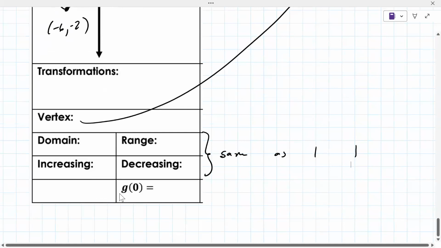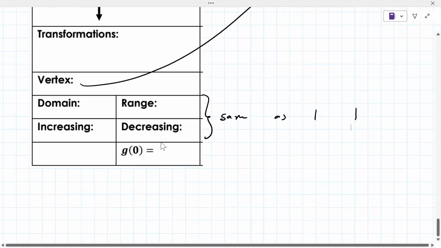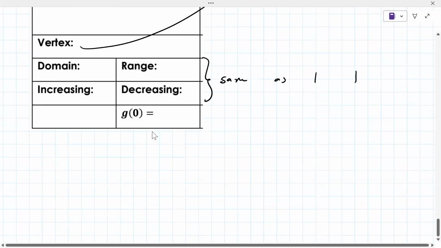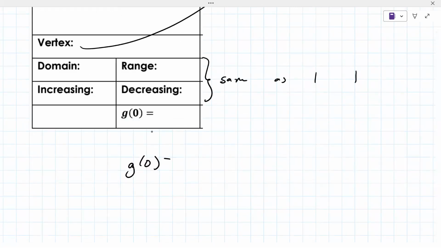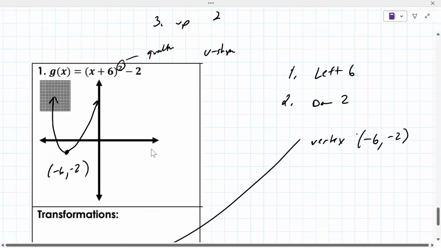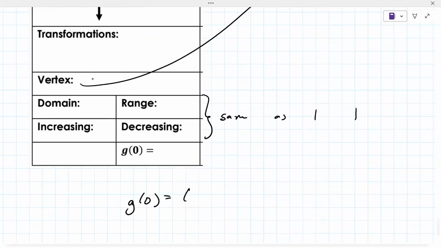G of 0 is something new. We could do that now. G of 0 means to evaluate. It means evaluating at 0. Okay, so G of 0 means putting 0 in. So you'd just plug in 0 for x and then solve it. It'd just be 6 squared minus 2, and then 6 squared is 36. 36 minus 2, 34. Yeah, got it.